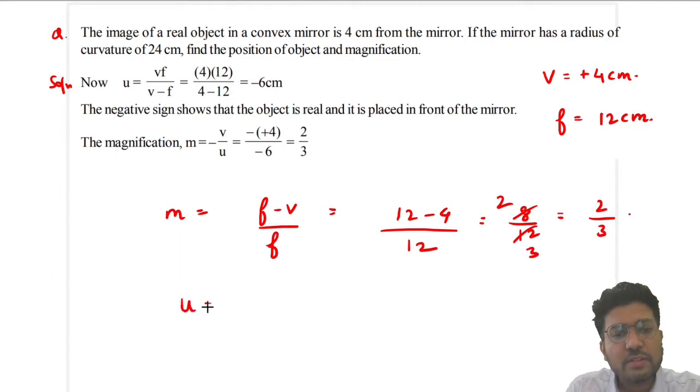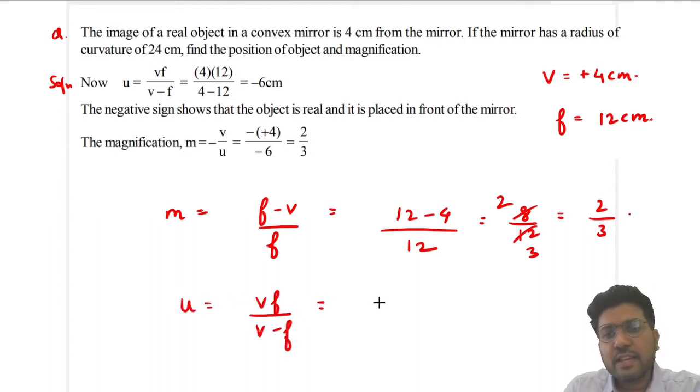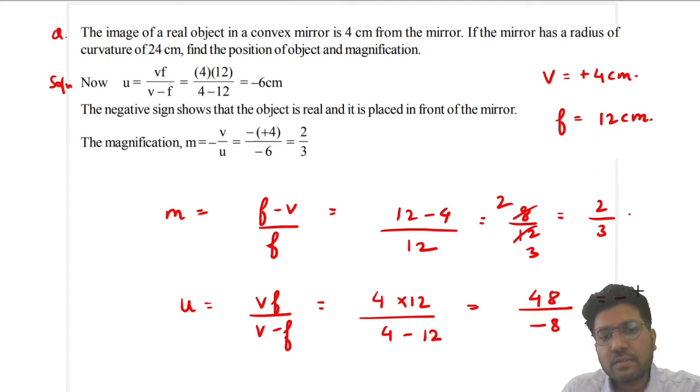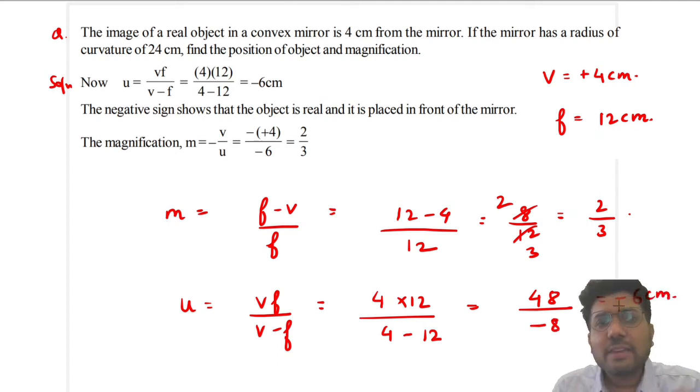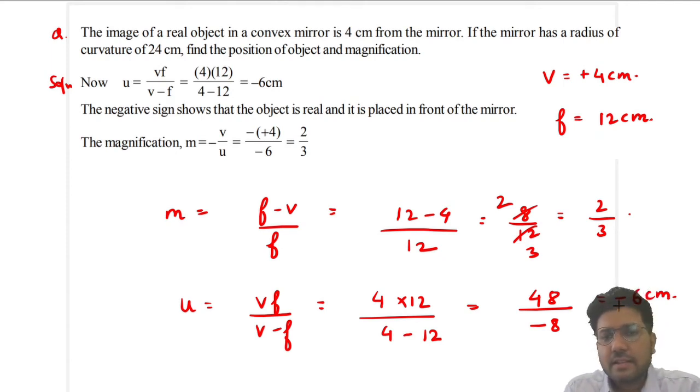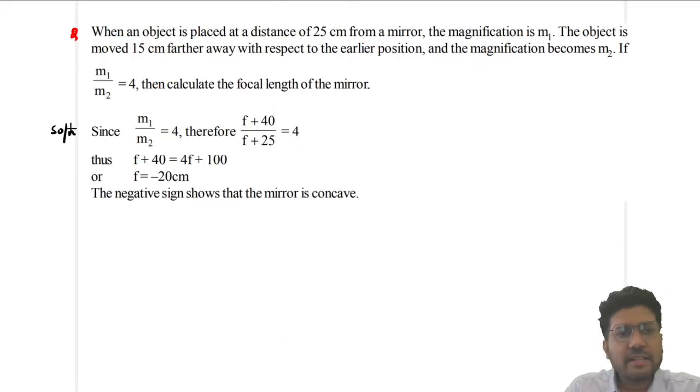Also you know that U is equal to Vf by (V minus F). So V is 4, F is 12. From this you will get 4 times 12, that is 48, divided by minus 8, that is equal to minus 6 centimeter. Yes, U has to be negative. Why is U negative? U is negative because the object is real. Okay, now let us look at the next question.